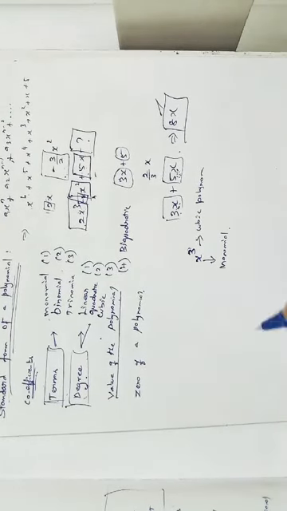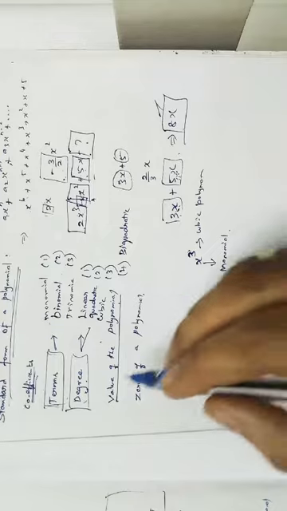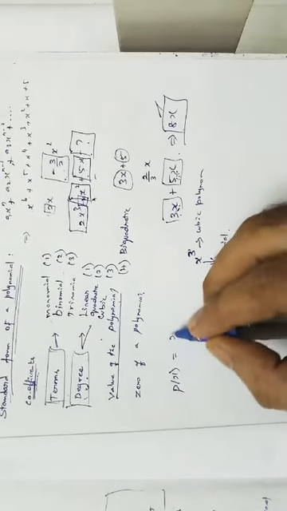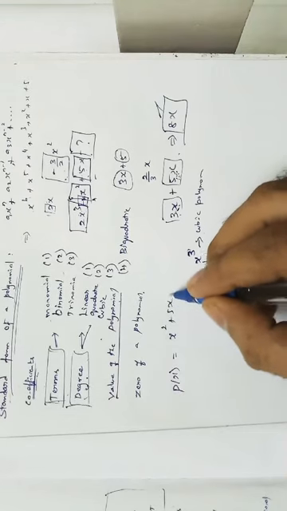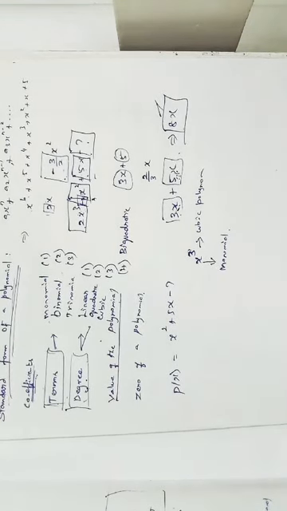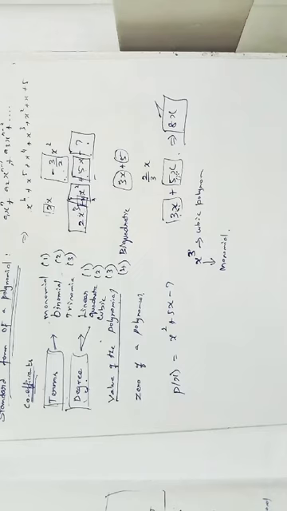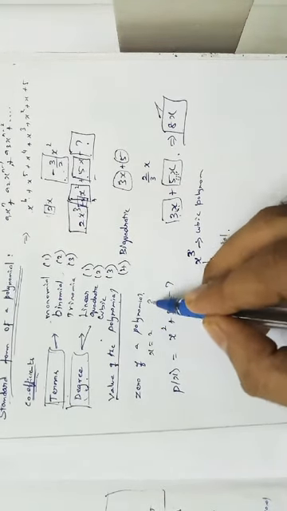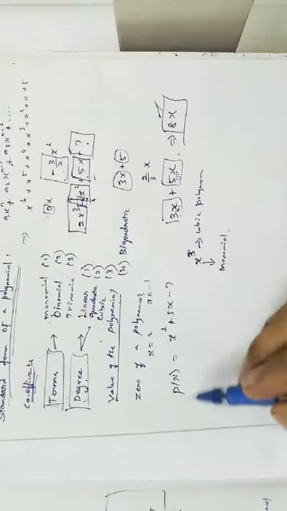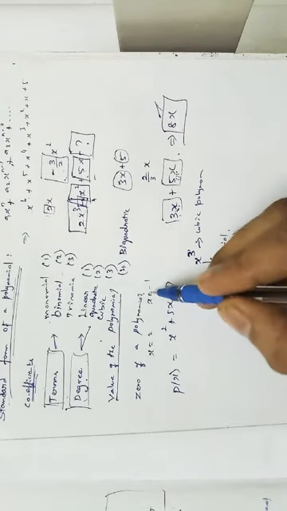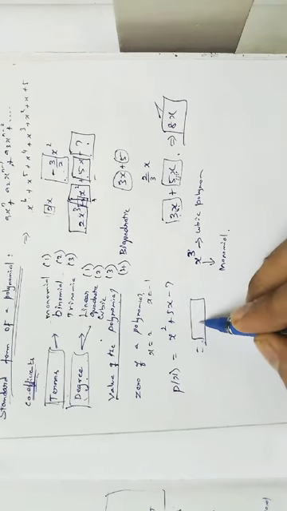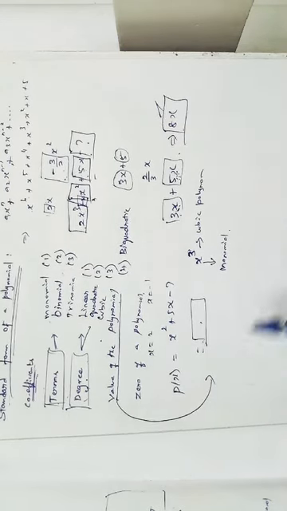Next one is value of the polynomial. Value of the polynomial is p of x. I'm just taking one polynomial: p of x is equal to x square plus 5x minus 7. I'm just substituting some value for x, x is equal to 2 or x is equal to minus 1. Instead of x, I am substituting some value and simplifying. Finally, I will get one value.